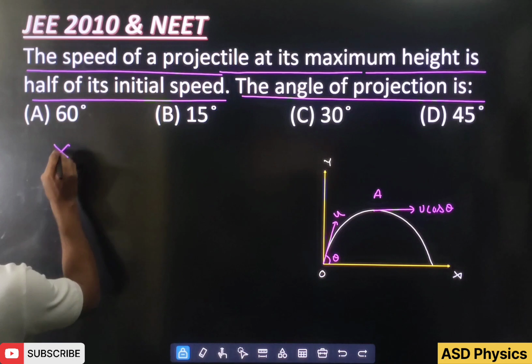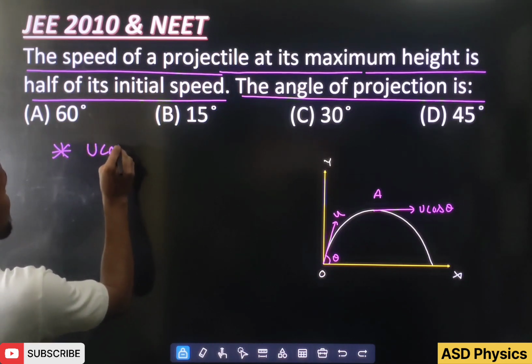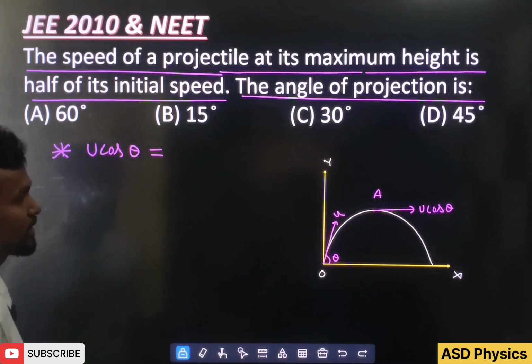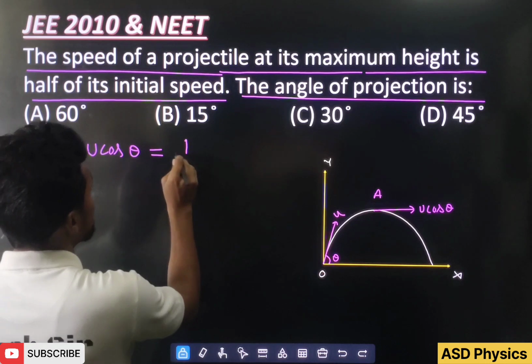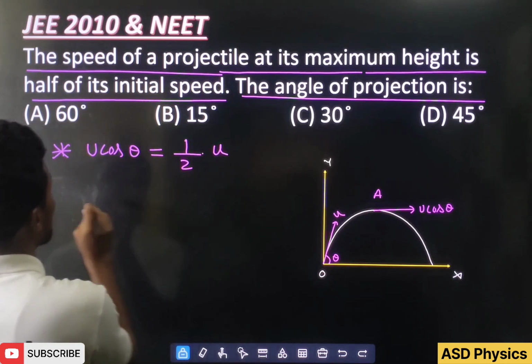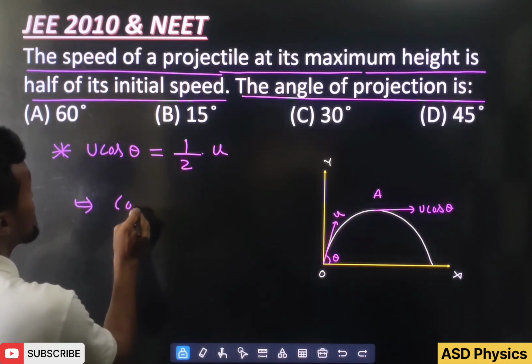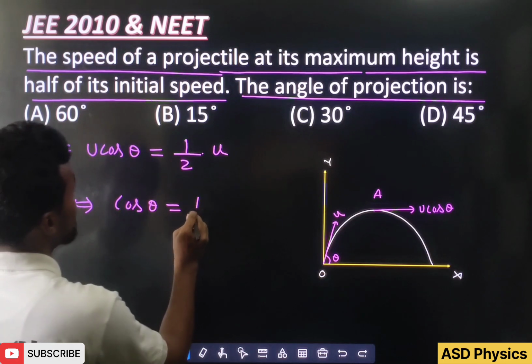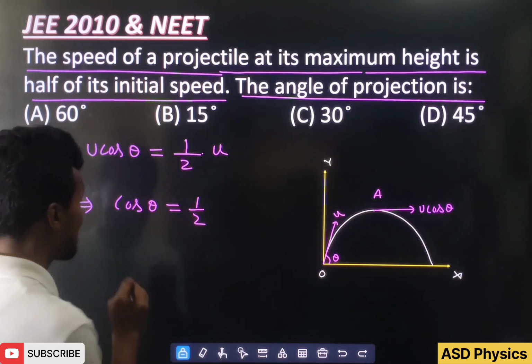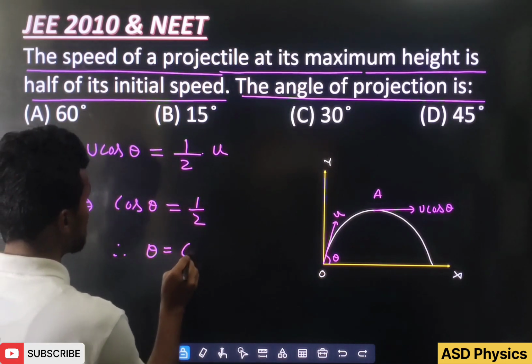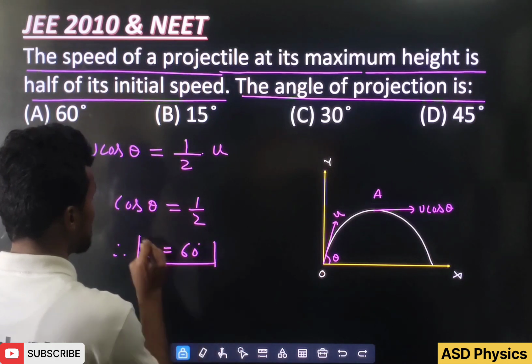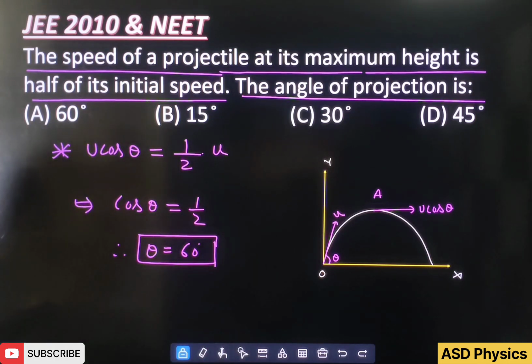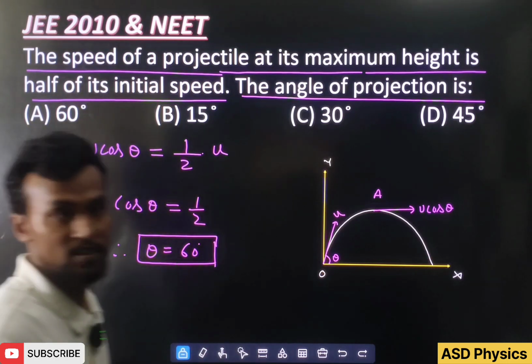So in the question, what are they telling? They are telling that at the highest point, this speed is half of the initial speed. So half into u. So on both sides, u and u cancel, is it? So we can write here cos theta is equal to 1 by 2, is it? That means theta, how much are the students? This theta will come here 60 degree. Can you see very well? The theta is coming here, the 60 degree, is it?